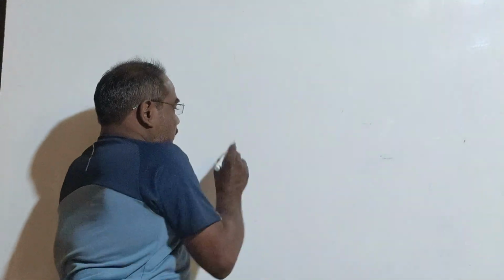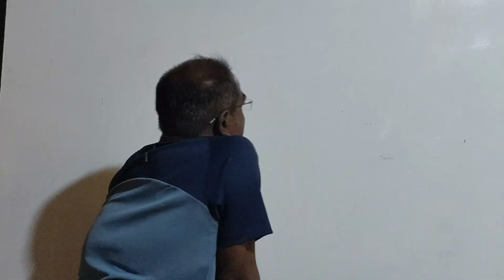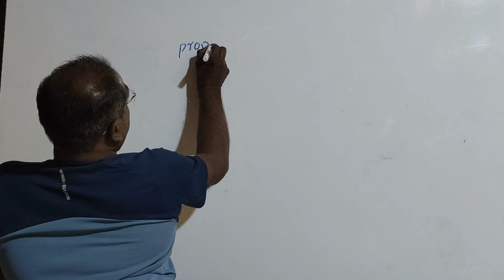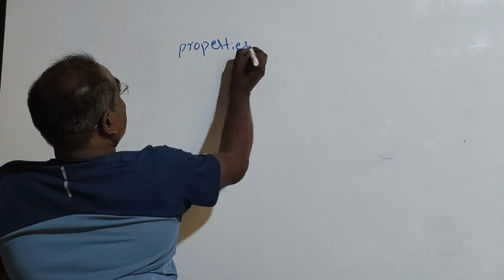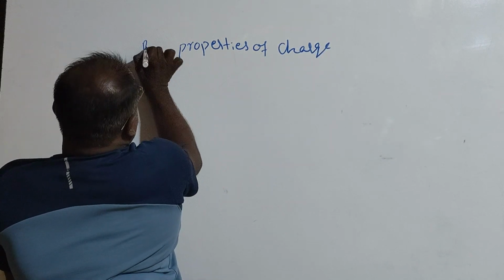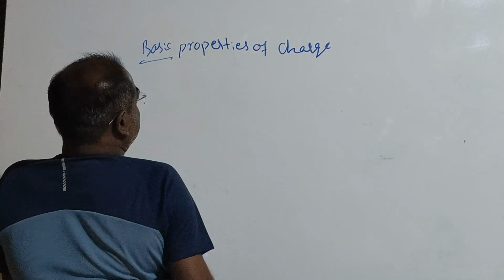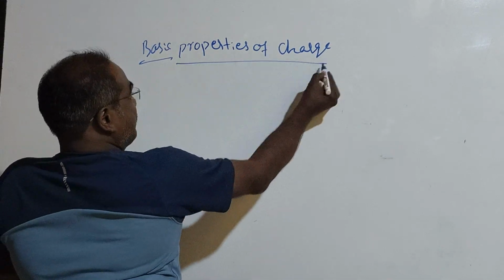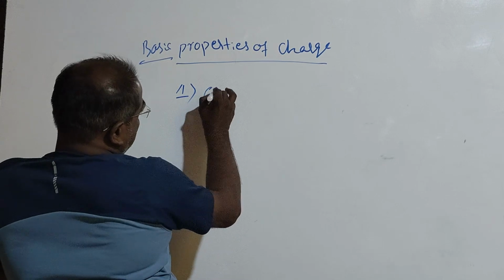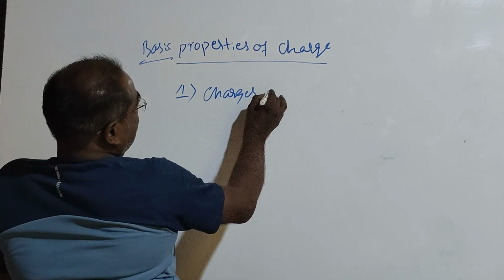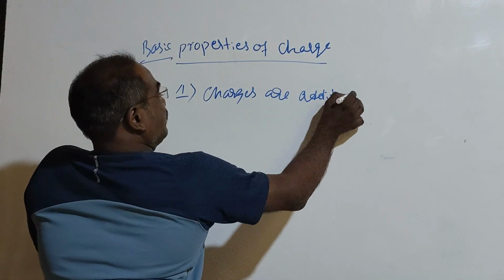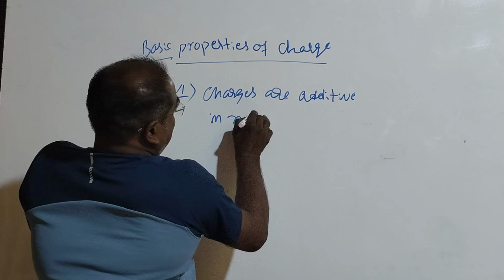Next, we need to know the properties of charge, the basic properties of charge. Property number one: charges are additive in nature.